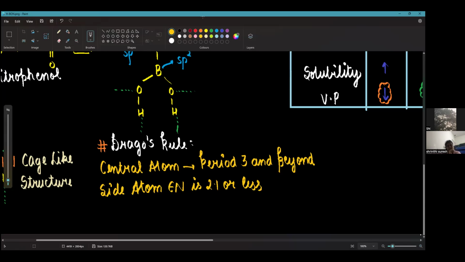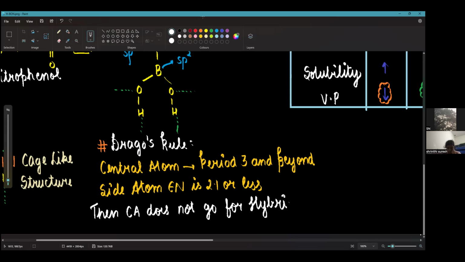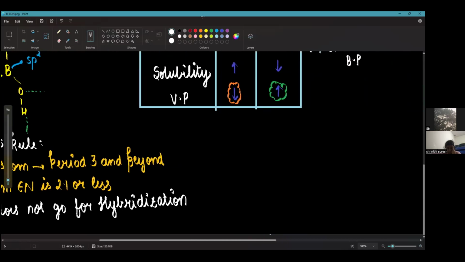Then it says that the central atom does not go for hybridization. It will not go for hybridization. Okay, so we should know this.